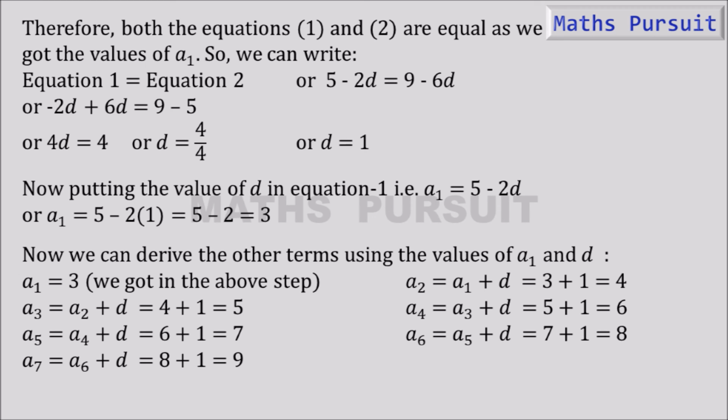So guys, let's say A7 is equal to A6 plus D. A6 we got in the above step. So taking that value as 8 and replacing here in this equation, we are getting 8 plus 1 is equal to 9. Therefore the derived AP is 3, 4, 5, 6, 7, 8, 9. The calculation is very easy, but the thing is that we need to understand the way we are going to find out.